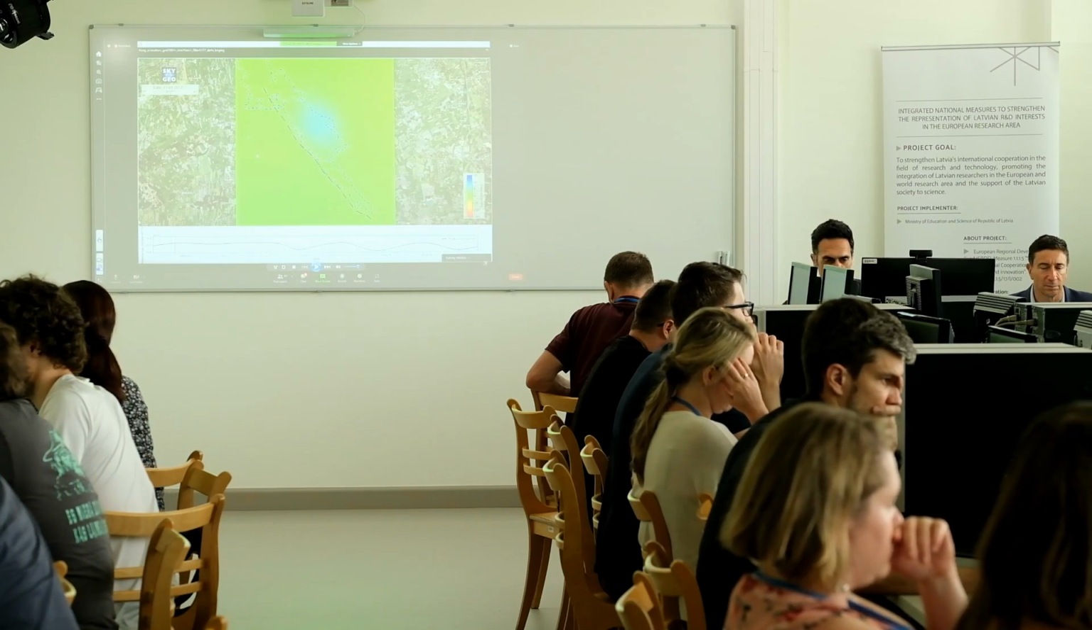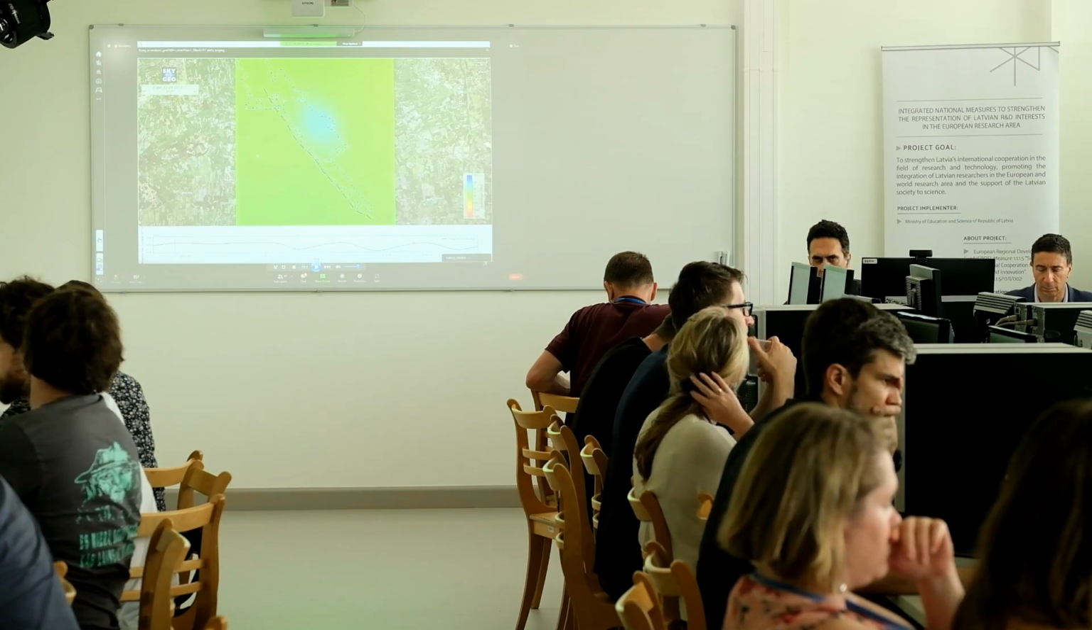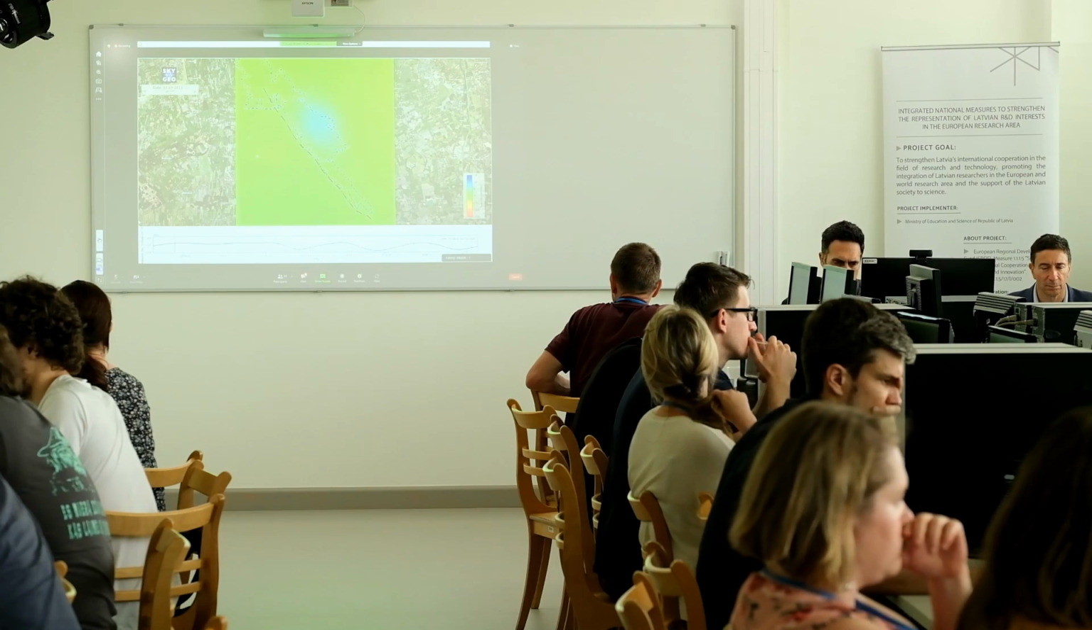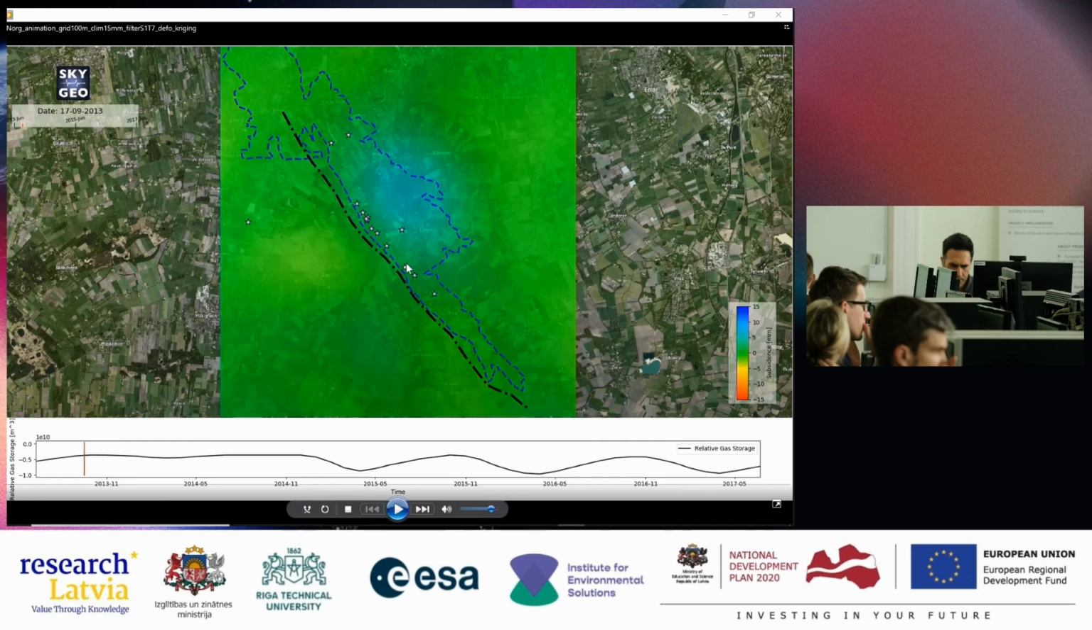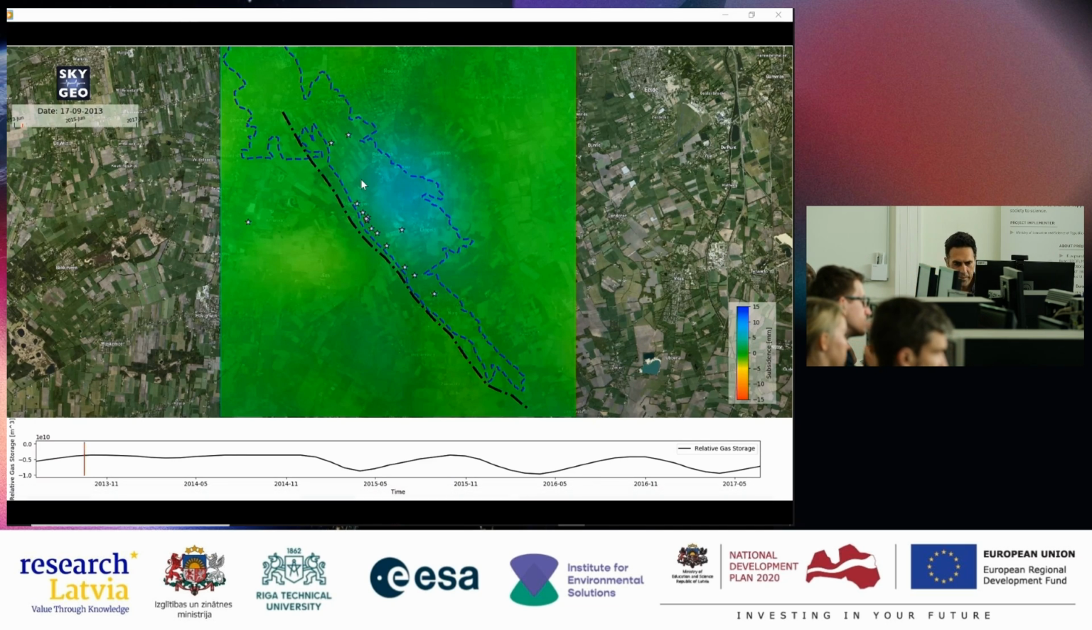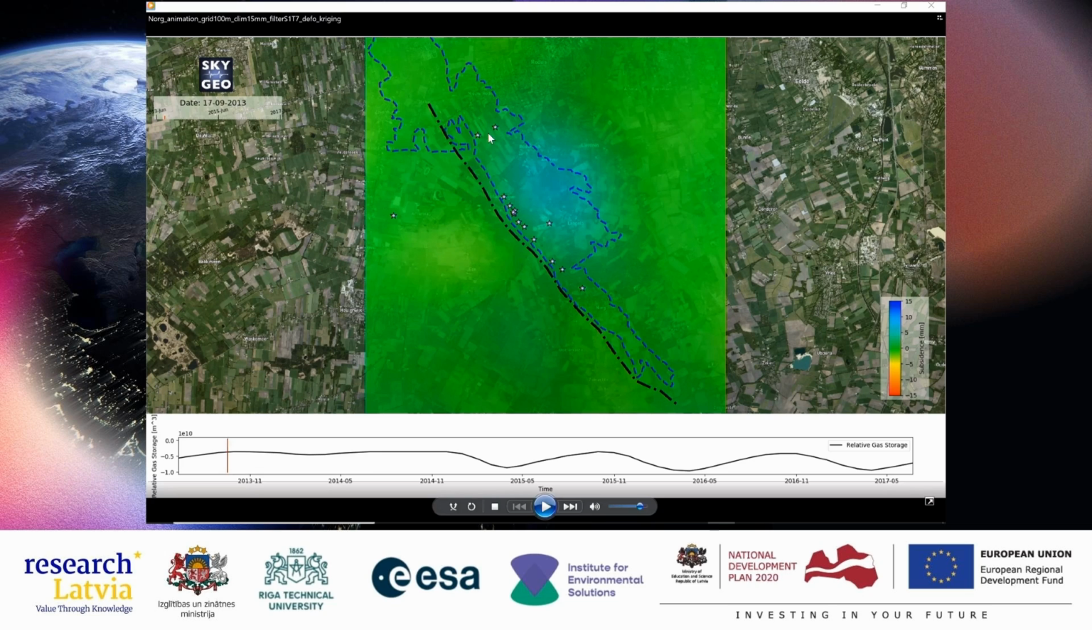Okay, so what is on the screen now is about this underground gas storage, which some of you were interested in. This is an underground gas storage in the Netherlands. What you see here is the outline in blue of the location where the gas is injected and produced in the winter. And the little stars here are injection and production wells, where the gas is produced. Now, if I click on this, you can see the time series.